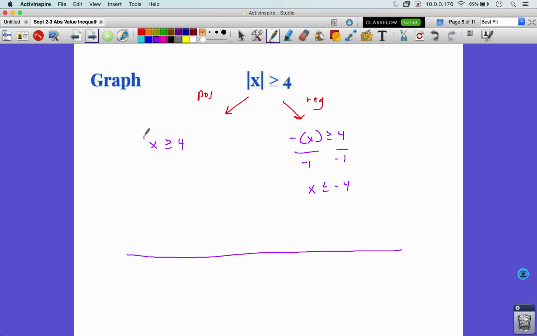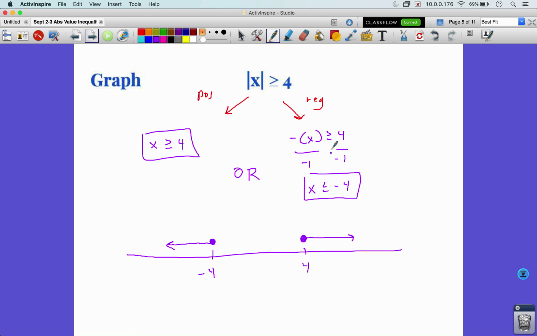Now what does this look like on a number line? So I'm going to put my important values on there, -4 and 4. For this first one, that's a closed dot at 4, arrow going to the right. This one's a closed dot at -4, arrow going to the left. These diverge, so this was an OR type all along.